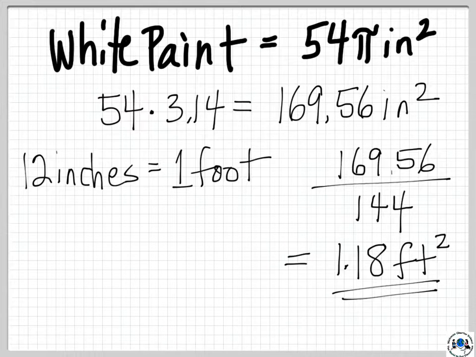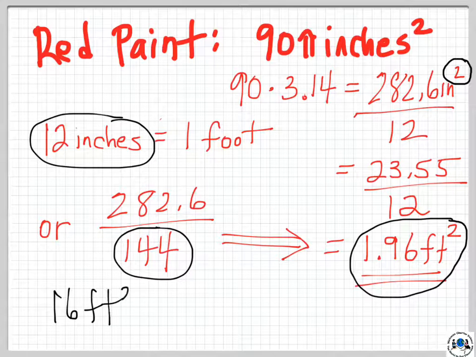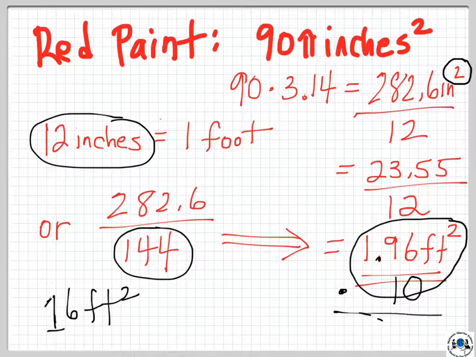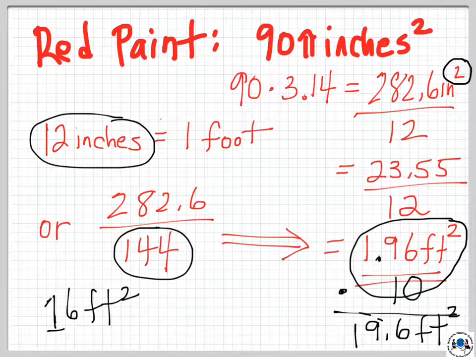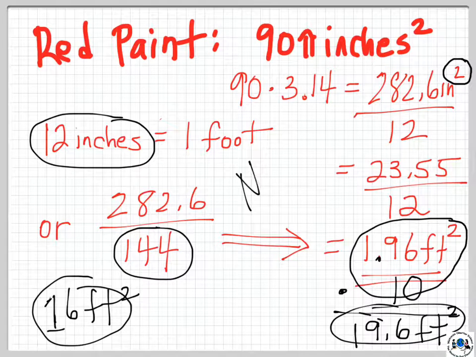The important thing here is we need to remember, let's look at this for both of them, an 8-ounce can. This 8-ounce can covers 16 square feet. Now we need 1.96 square feet per target. We multiply that by 10 because we have 10 targets to do, and now we have 19.6 square feet. This is what we would need to cover all 10 targets, and as you can see, we do not have enough. So not enough red.